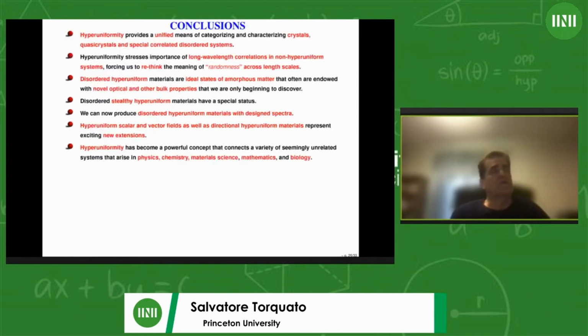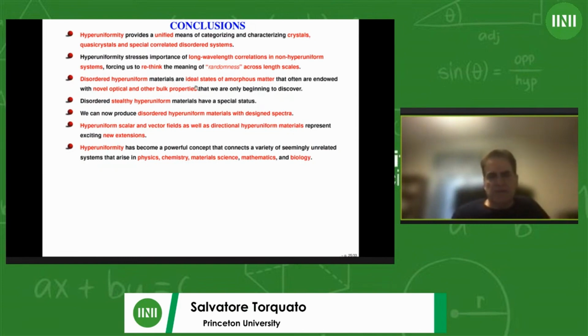So I want to now go to my conclusions. Hyperuniformity provides a unified means of categorizing and characterizing crystals, quasicrystals, and specially correlated disordered systems. Hyperuniformity stresses the importance of long wavelength correlations even in non-hyperuniform systems, forcing us to really rethink what we mean by randomness. And one of the important lessons is whenever you talk about disorder, you have to tell me on what length scale you're referring to.